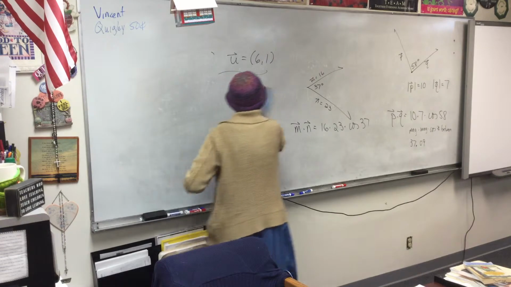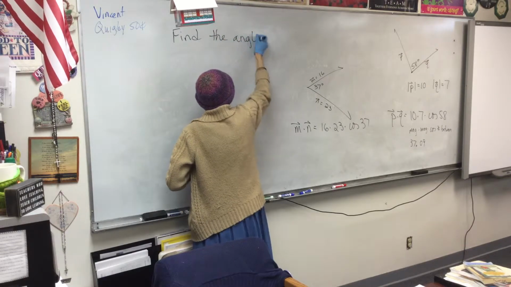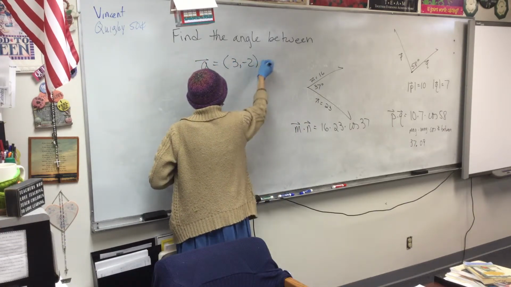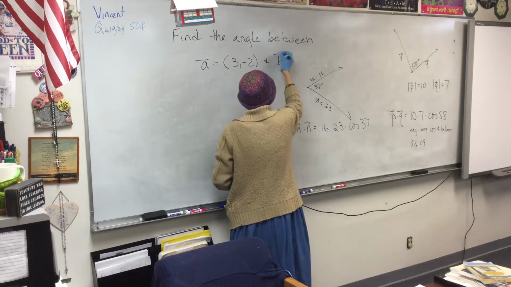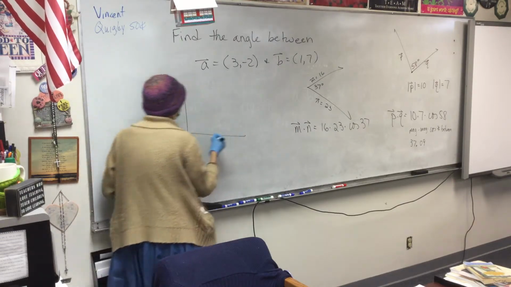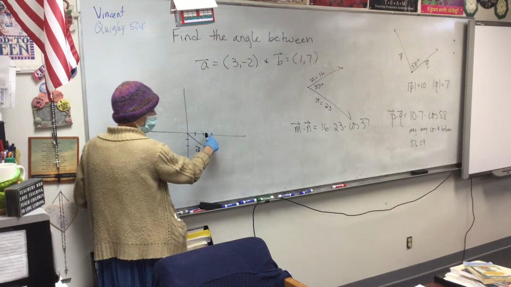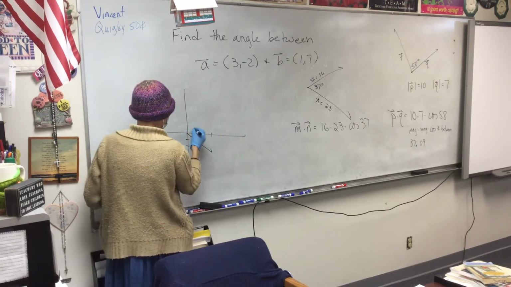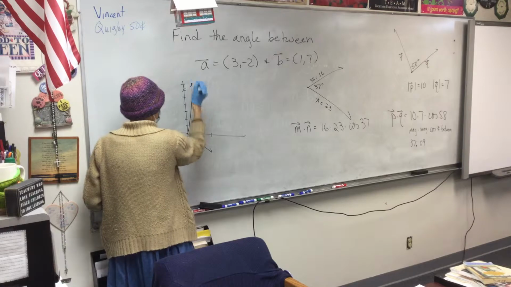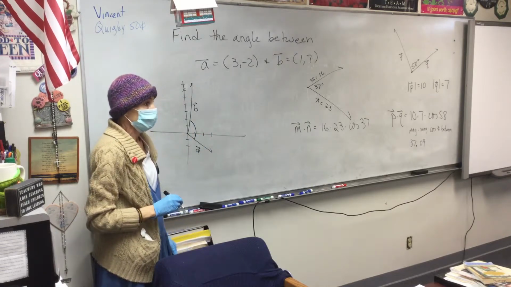Suppose I said to you, find the angle between vector A, which has coordinates 3, -2, and vector B, which has coordinates 1, 7. Now wait a minute, let me kind of get a visual of this. Here's vector A, 3 over 3 down 2, and 1, 7. Here's vector B. Now, my job is to find that angle.